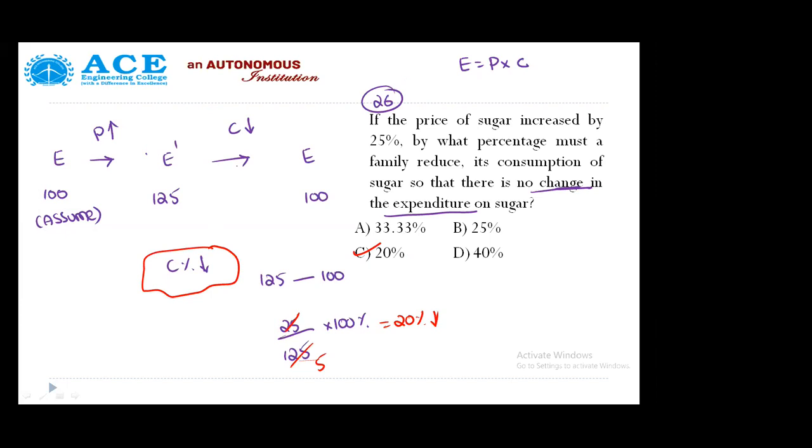I repeat. How will this affect it? Expenditure is directly proportional to price. When price increases, expenditure increases. Expenditure is directly proportional to consumption. When consumption decreases, expenditure will decrease. That's it. As price increases, expenditure is now 125. Now to bring it back to the same expenditure, we can decrease the consumption. That will affect the expenditure, obviously. This is method 1.